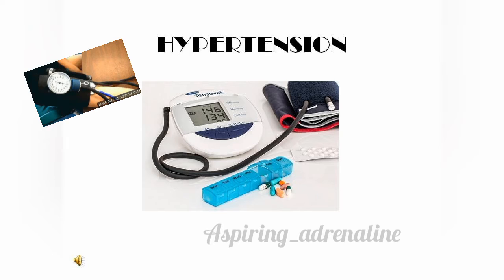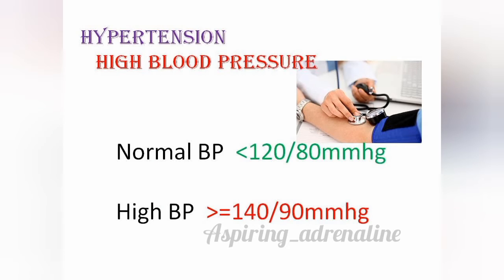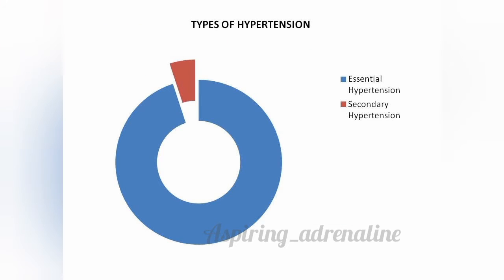Today we are going to see about hypertension, which is commonly called high blood pressure. Our normal blood pressure is less than 120/80 mmHg. It reaches 140/90 mmHg, or when it crosses it, we call it high blood pressure. Blood pressure is nothing but the pressure exerted on the walls of blood vessels, mainly arteries.